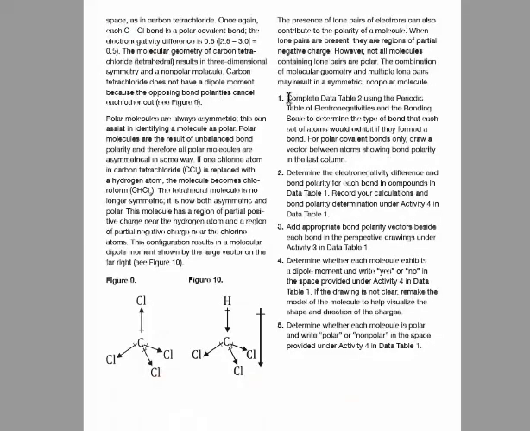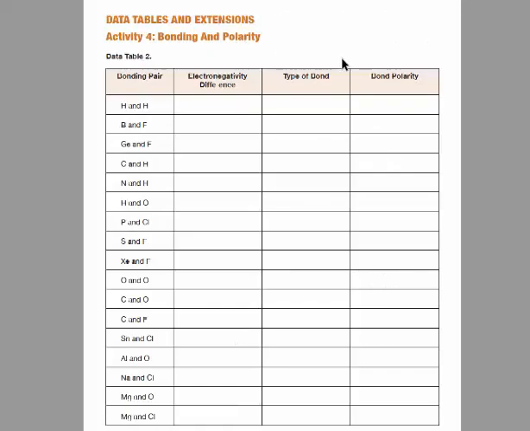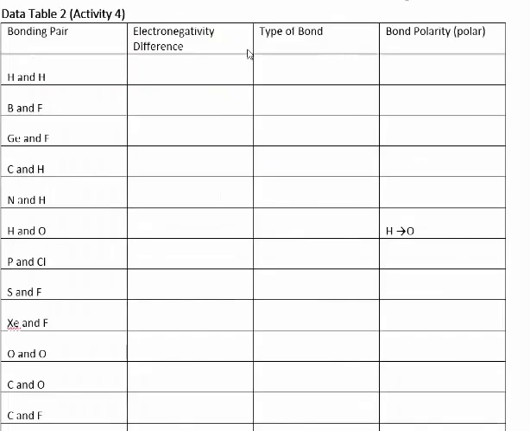So for activity 4, it tells us in instruction number 1, complete data table 2 using the periodic table of electronegativities and the bonding scale to determine the type of bond that each set of atoms would exhibit. For polar covalent bonds only, draw a vector between atoms showing bond polarity in the last column. So here is data table 2 in your lab manual. You can print this out. You can also use the data table 2 that I created for you, and you can find that on the last page of the data tables.